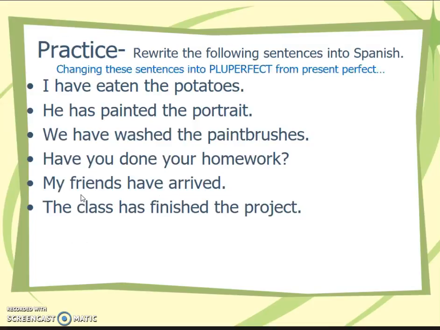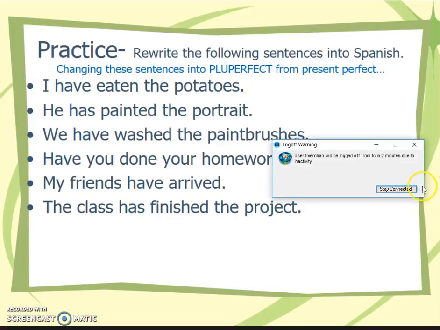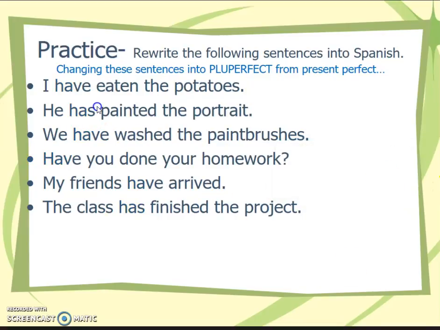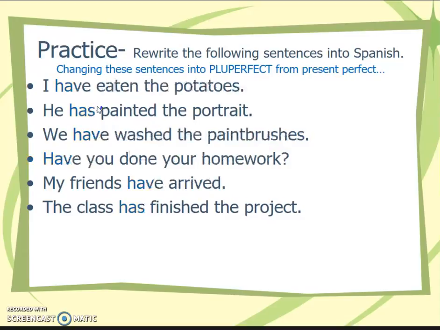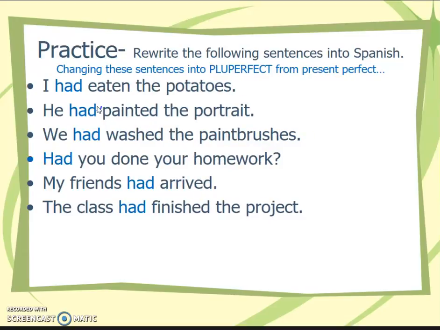So I'm going to actually change these sentences into the pluperfect, which would be instead of I have eaten the potatoes, I had eaten the potatoes. Instead of he has painted the portrait, he had painted the portrait. We had washed the paintbrushes. Instead of have you done your homework, had you done your homework. My friends have arrived, my friends had arrived. You get the picture.